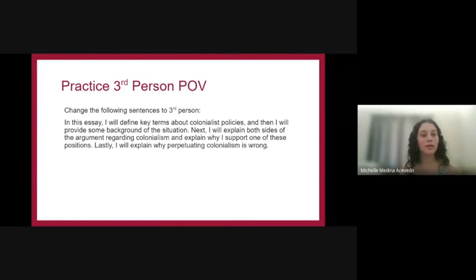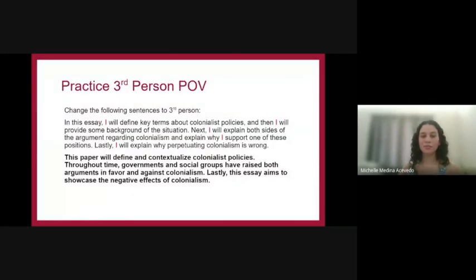So if we were to change, for example, this short paragraph, we can say this paper or this essay, exact same thing, will define and contextualize colonialist policies. Throughout time, governments and social groups have raised both arguments in favor and against colonialism. Lastly, this essay aims to showcase the negative effects of colonialism.